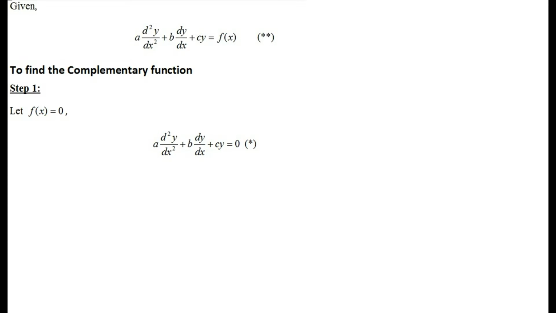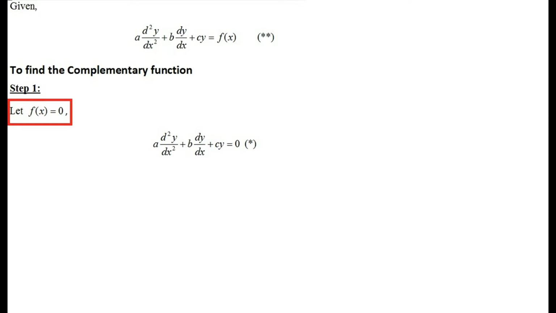So if you're given a second order differential equation with constant coefficients, of the form a d2y over dx squared plus b dy over dx plus cy equals f of x, now to calculate the complementary function, remember it is denoted by ycf, and it is the solution to the left hand side of the equation. Here are the steps. Step number one is we let f of x equal 0.